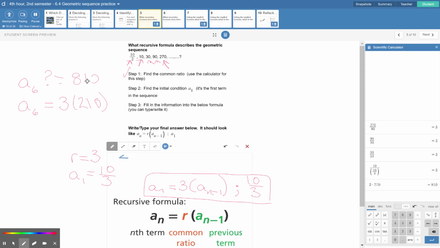It tells you the term that's next. So if I wanted to keep going, I would do 3 times 810, get an answer. 3 times that answer gets you the next. But for the test, all I'm looking for is the formula and where to start.